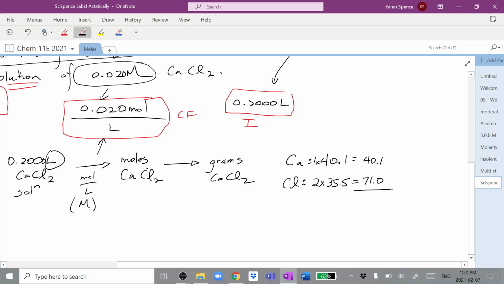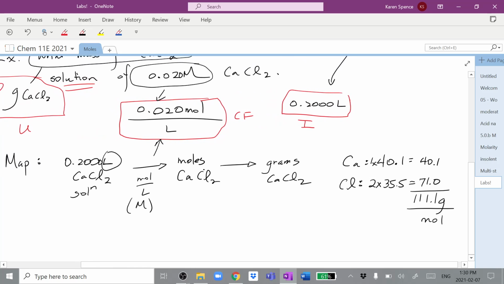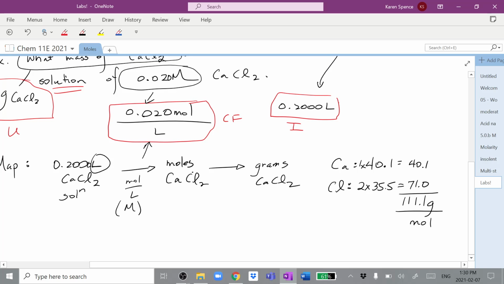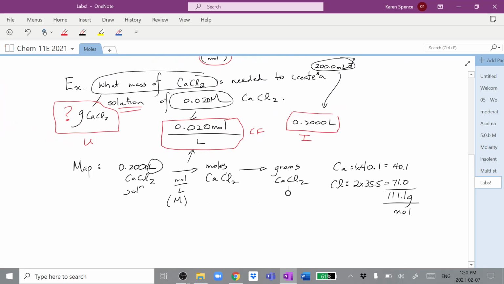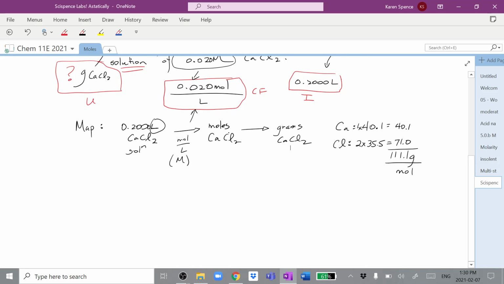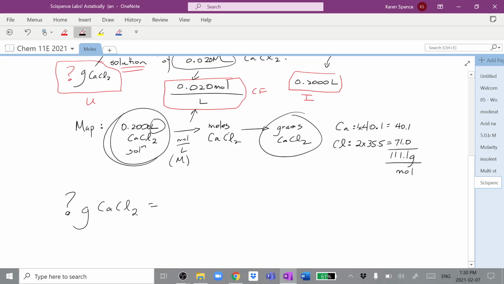There we go. Oh, look at that number. That's a cool number. Grams per mole. Now, what was I going to do with that? I don't know. That's all right. Here we go. I don't know how many grams of calcium chloride I have. That's what I want to find. And we are starting with 0.2000 liters. We have only two conversions. I'm just going to draw in my lines.